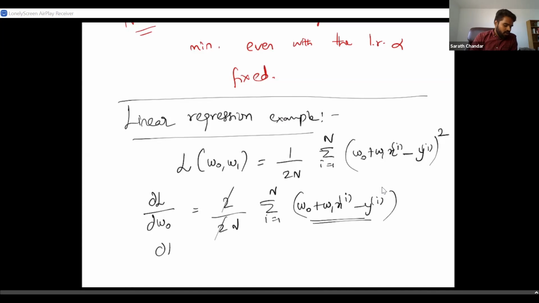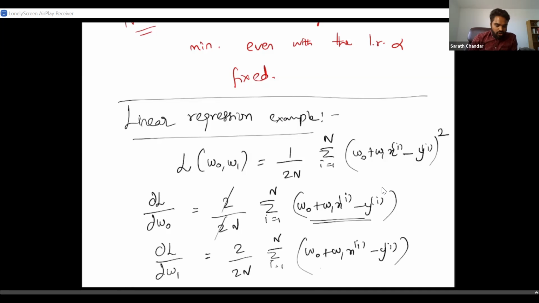Now, what is dou L with respect to dou W1? It's similar. So you do 2 over 2n, summation i equals 1 to n, of W0 plus W1 xi minus yi, right? Now you differentiate the internal one with respect to W1. You get an xi. So xi multiplied by xi.